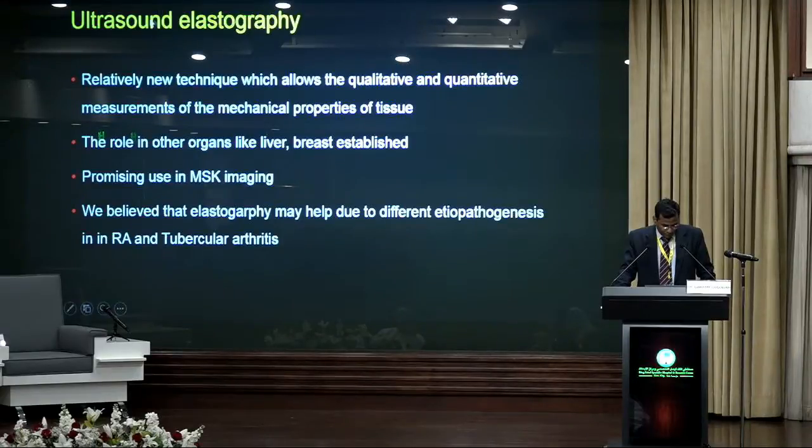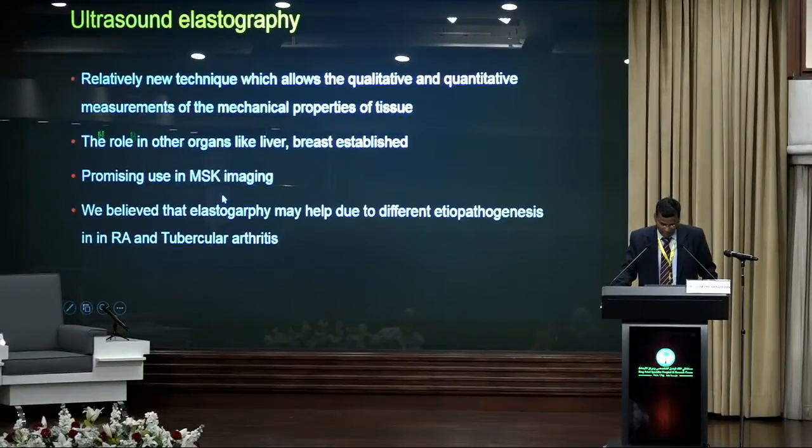So we know that ultrasound elastography is a newer technique which allows quantitative and qualitative measures of the mechanical properties of the tissue. In other organs, like liver and breast, it is already established. There has been a promising result in MSK imaging. We believe that elastography may help because of different pathologies of rheumatoid arthritis and tuberculosis, to differentiate each group of the arthritis.